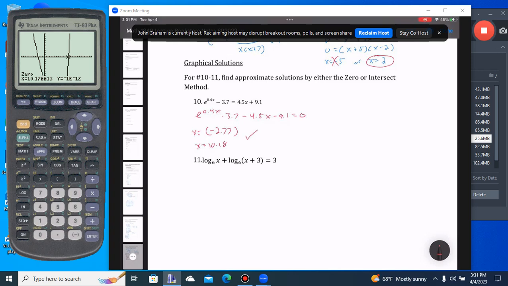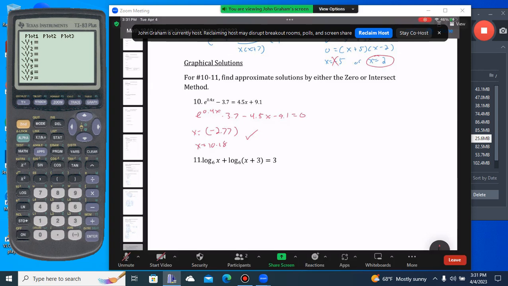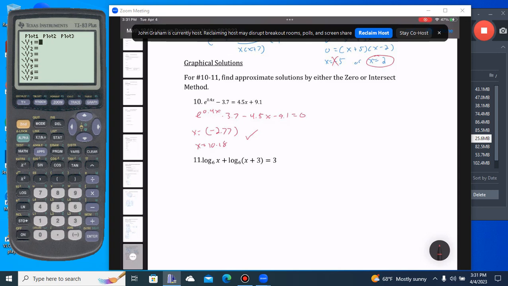All right, then we can do the next one. I'm going to do the same thing. I'm going to subtract the 3 over. Now, we got to put these in a special way. We got to do log x divided by log 6. That's just to get the first log of base 6 in. Then we do plus log x plus 3. That divides by log 6. That's to get the second term in. Then we got to subtract 3.